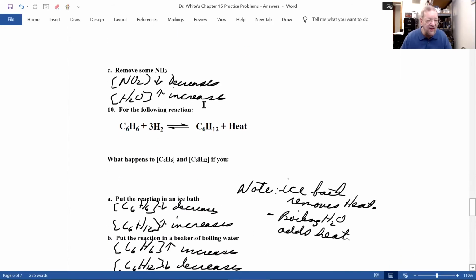Now, let's look at number 10. And it's for the following reaction. Now, C6H6, for those who know organic chemistry, Dr. White does, because I am an organic chemist, this has the name benzene. And this compound, C6H12, has the name cyclohexane.